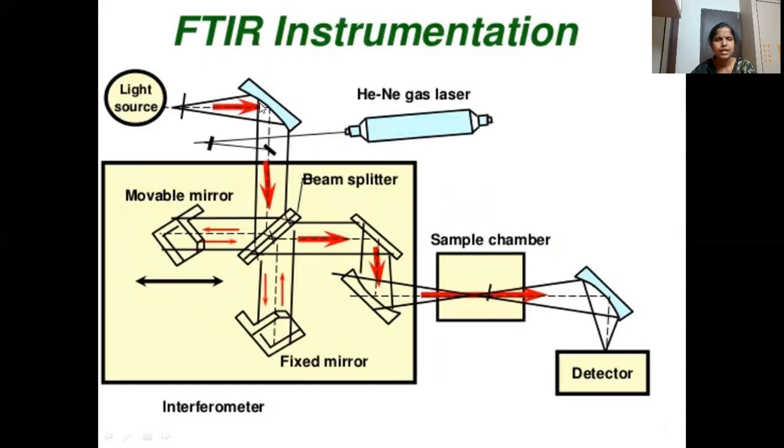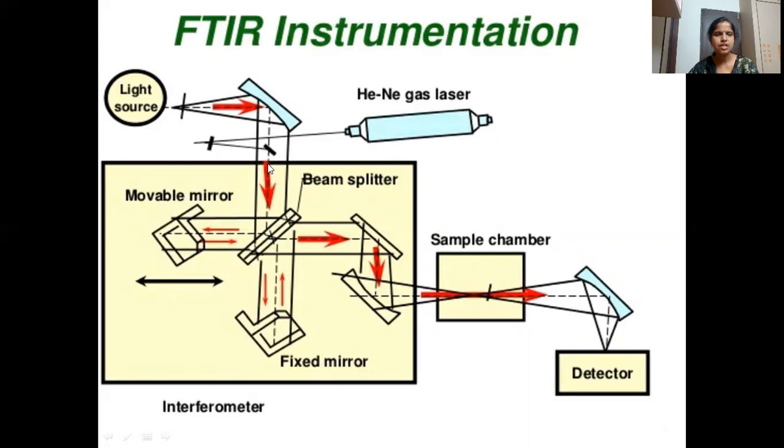From the light source, the light falls on the beam splitter, where it is first separated into two beams. We will have two mirrors. One will be fixed, and the other one is a movable mirror. So there are two mirrors.